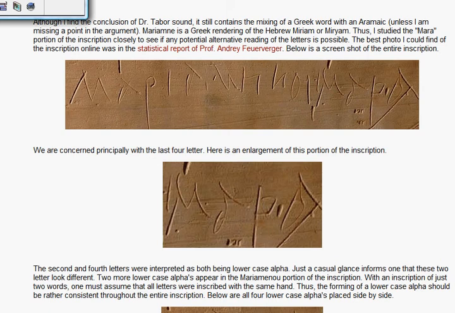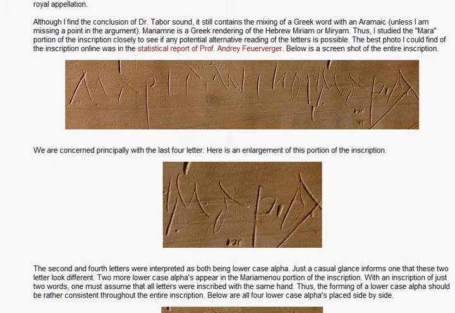This video is intended to give some explanation to an article I wrote regarding the Mariamenou Mara inscription that's found at the Talpiot tomb in East Jerusalem. At the top is the full inscription from the ossuary. It has been interpreted as two words, Mariam, with an OU on the end, and Mara.